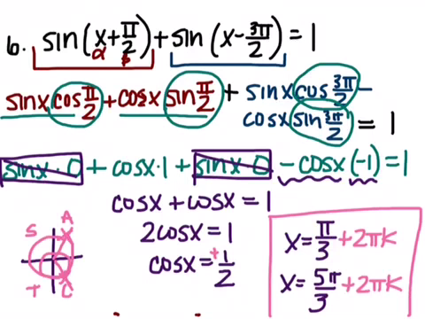Again, this problem is not difficult. You just have to remember to use the sum and difference identity instead of the distributive property. The distributive property does not hold with sine and cosine when you're dealing with the angle values. You can't just distribute sine in or distribute cosine in. All right, that's number 6.